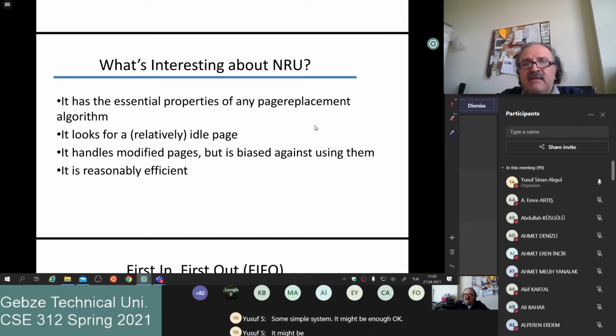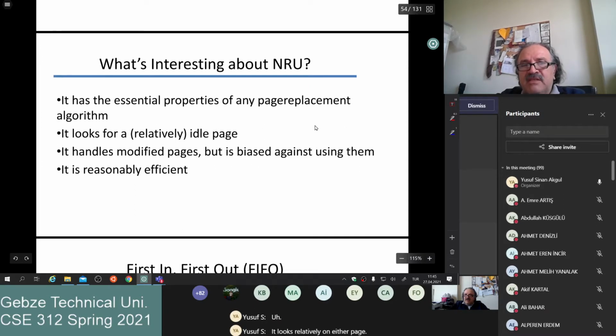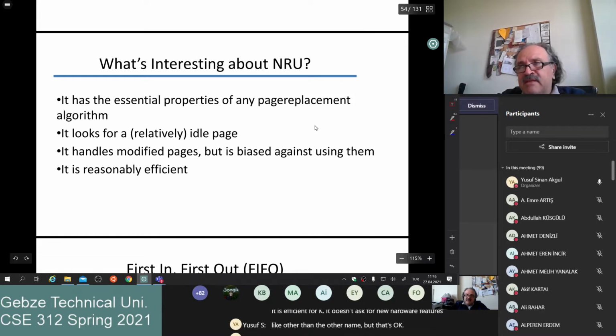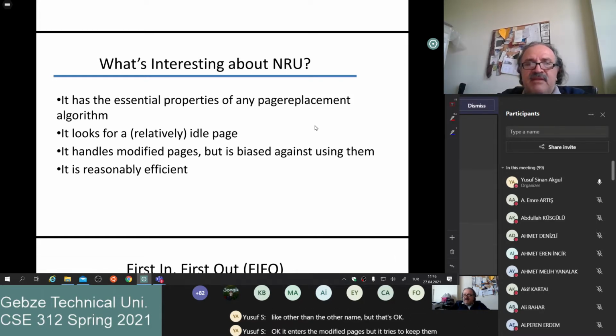But it has some interesting properties. It looks for a relatively idle page. It is efficient. It doesn't ask for new hardware features, other than the R and M bits. It handles the modified pages, but it tries to keep them in memory most of the time. So that is our first algorithm.